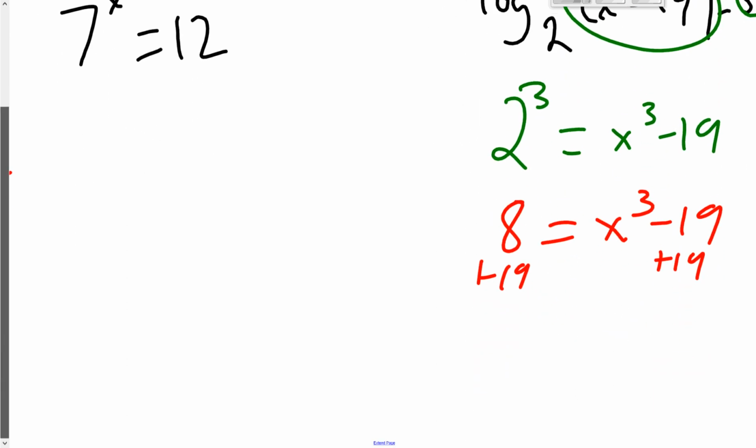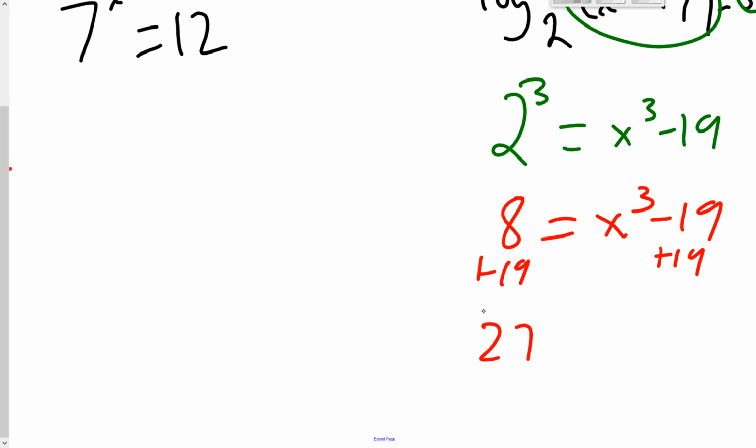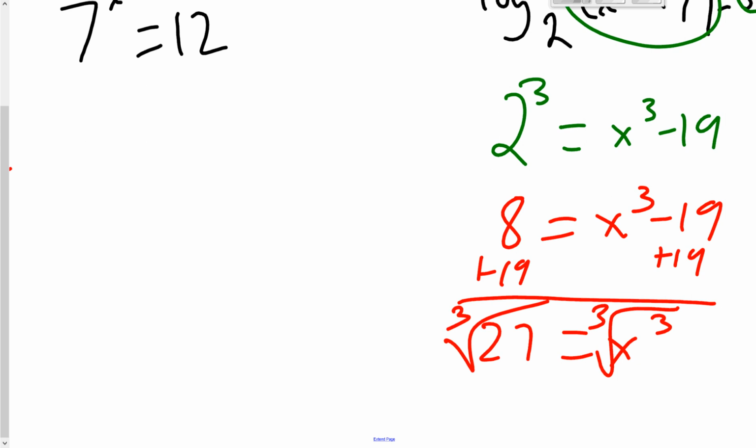And so what cubed is 27? That would be 3, right? Or I can cube root both sides. And when I cube root a number or fifth root a number, remember it's not plus and minus, just whatever the sign of the number underneath the radical is. So x equals 3, right?